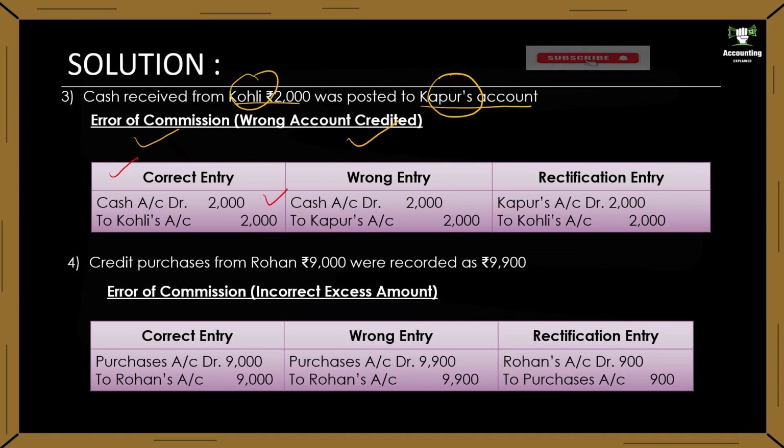Cash is an asset and the asset increases. You have to debit it. To Kohli's account 2000. Credit the giver. Who is giving the amount? Kohli 2000. Okay, instead of that, you have written cash account debit 2000 to Kapoor's account. As if Kapoor is giving you, you have written the entry.